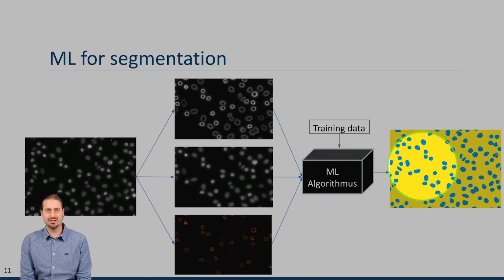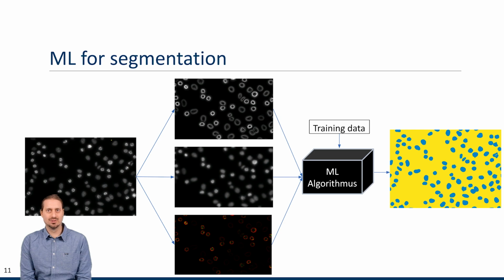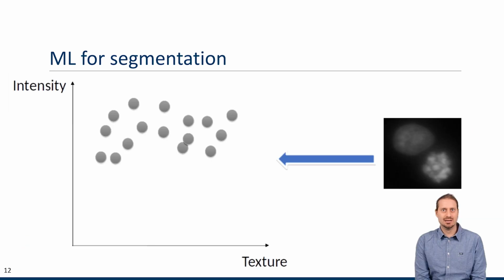So what is nucleus and what is not nucleus, which is shown in blue and yellow here, so that this algorithm can then learn this from training data. Right? And the training data would be annotations that we or the user provide in order to tell what is nucleus and what is not nucleus. So this is how this works on a very high level.